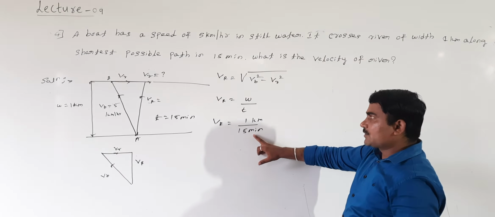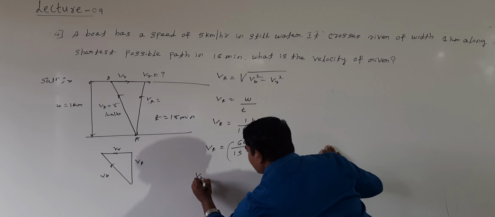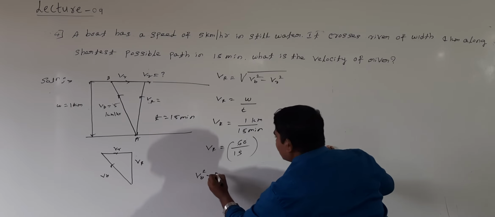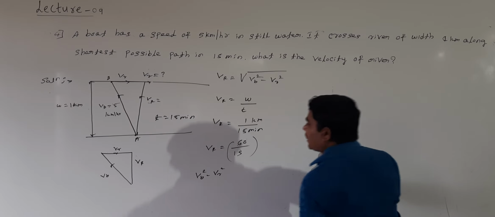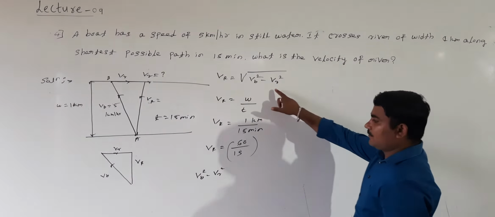But what is VR? VR is this formula. Are you following this? How to write it? VR equal to how much? Under root of VB square minus VR square. VR equal to this value, under root, equal to 60 divided by 15, right?